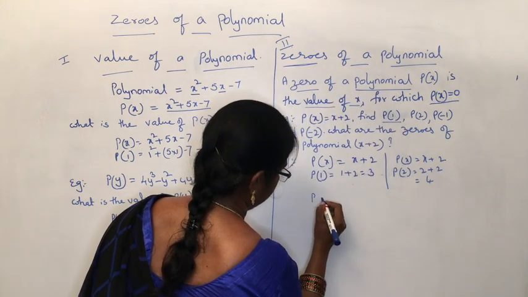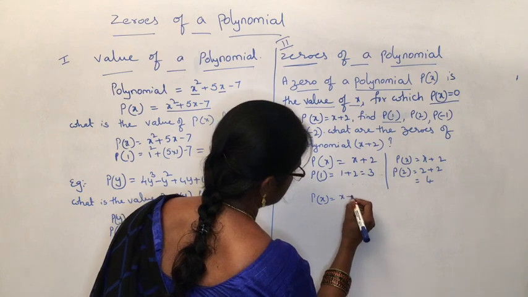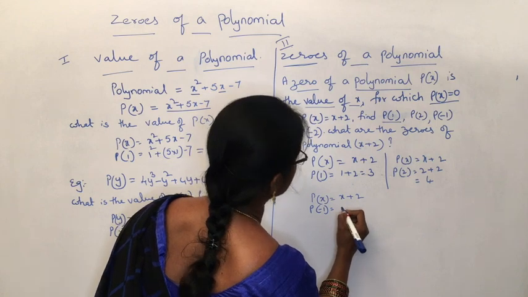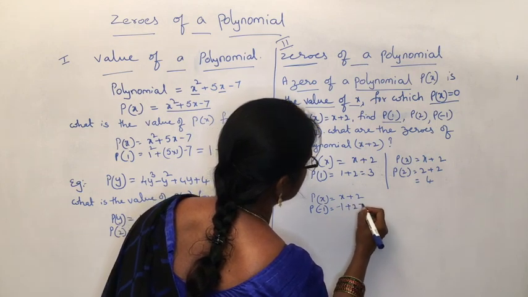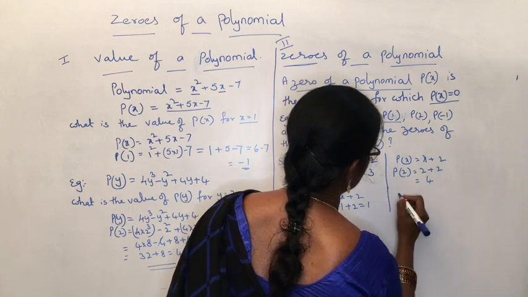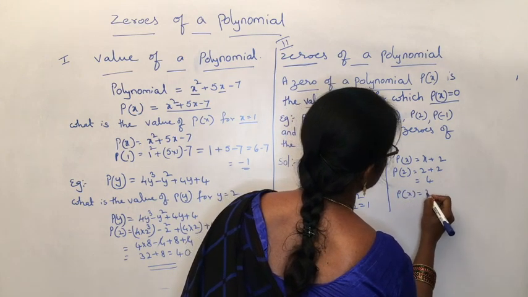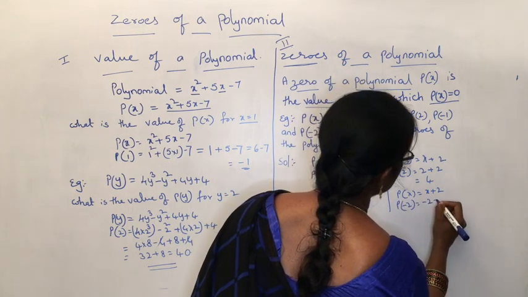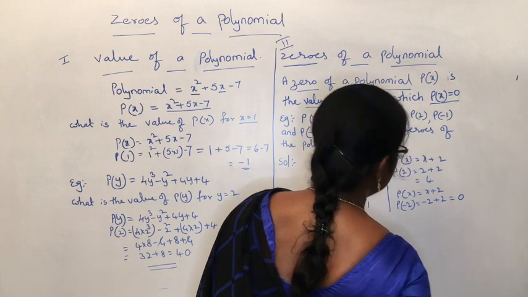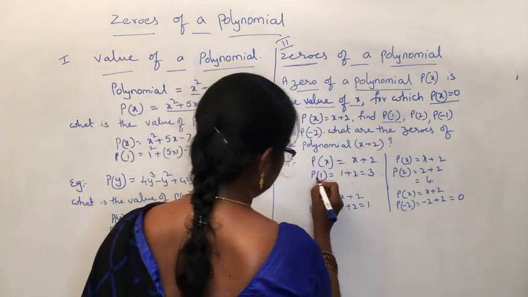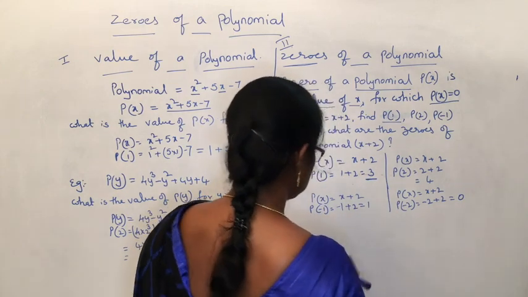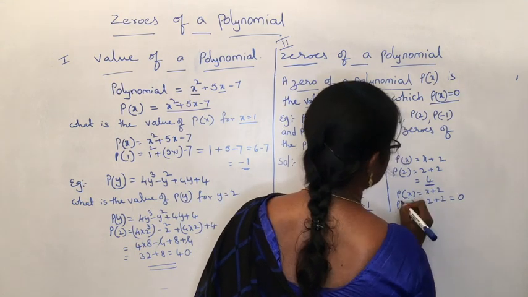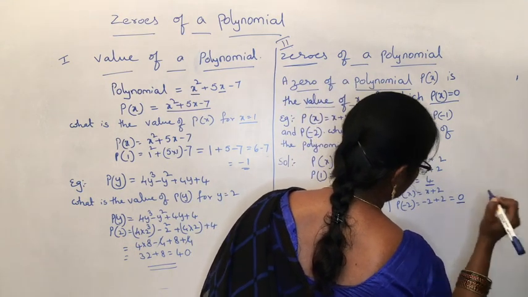Next, p of x is equal to x plus 2. p of minus 1 is equal to minus 1 plus 2, which is equal to 1. Next, p of x is equal to x plus 2. p of minus 2 is equal to minus 2 plus 2, which is equal to 0. Here, what is the value of p of x when we substitute 1? 3. When you substitute minus 1, you got 1. When you substitute 2, you got 4. When you substitute minus 2, you got 0.